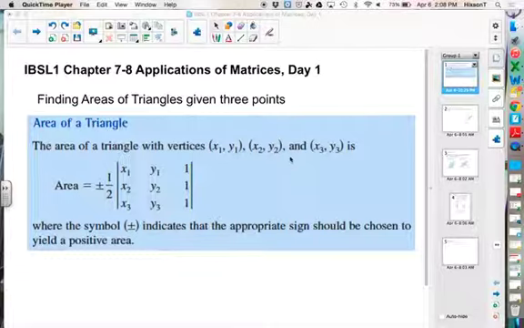The last column is just full of ones. The reason for that is that you can't find the determinant of a matrix unless it's a square matrix. So we put that column of ones in. Now, why it's ones, I don't remember. I don't know the derivation of this formula off the top of my head. But it is just ones.